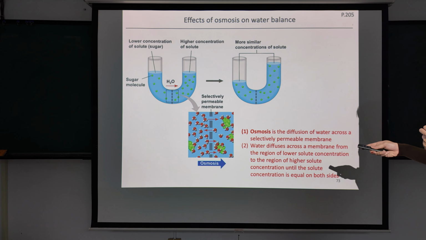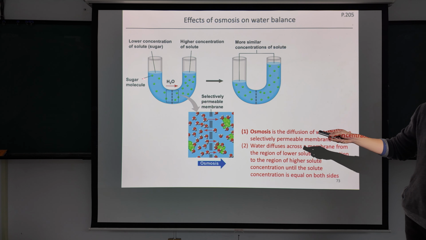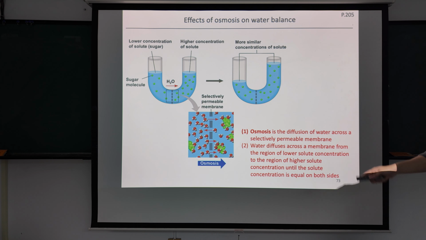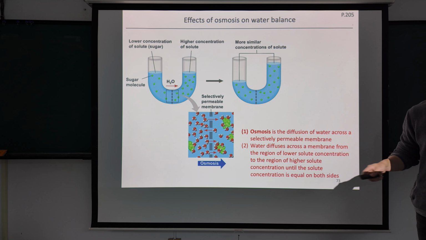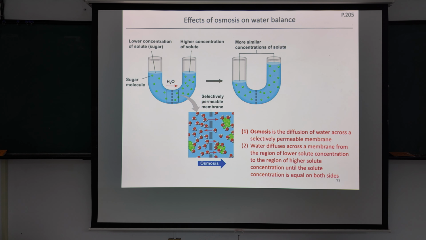In this U-shaped tube, there is a selectively permeable membrane, and those green dots are glucose, okay? And the blue are the water molecules, okay? So this selectively permeable membrane is only permeable to the water, and the glucose cannot go across, okay? Glucose is a hydrophilic molecule. It is easily dissolved in the water. It means chemically, the water likes to bind the sugar, okay? That is why the glucose can dissolve in the water.